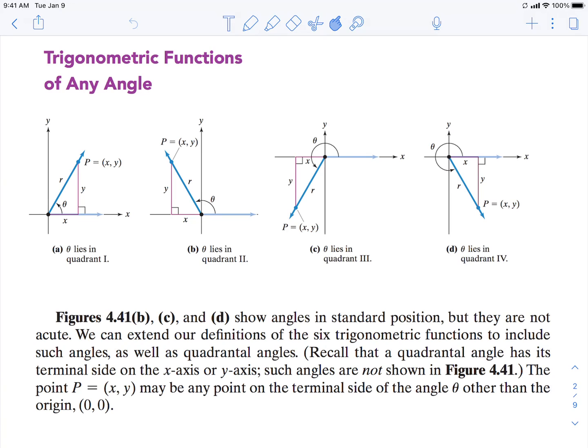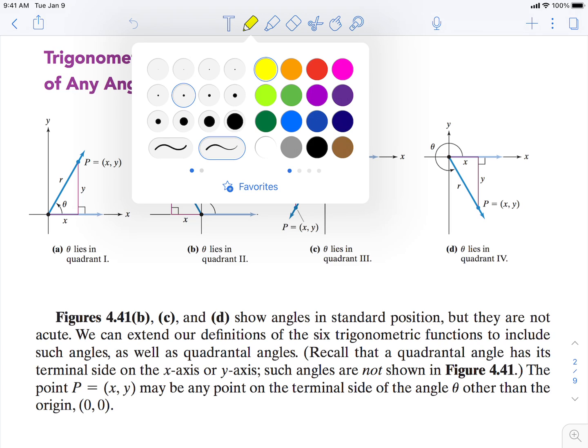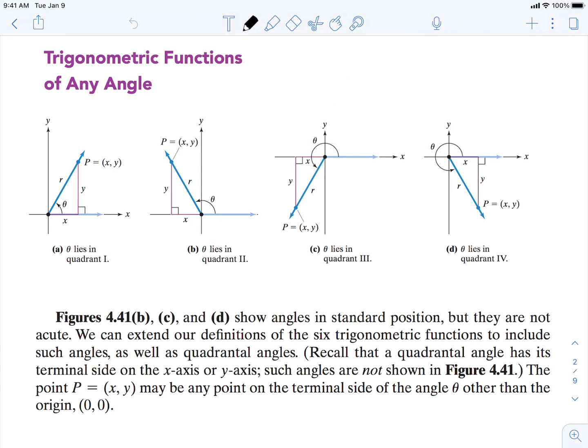All right, this lesson is on trigonometric functions of any angle. Below are 4 different examples of angles that fall in the 4 quadrants. Example A is quadrant 1, and this acute angle has a point x and y, and we create a right triangle. Here is my angle theta. This is my x distance and my y distance with my point, and then my radius.